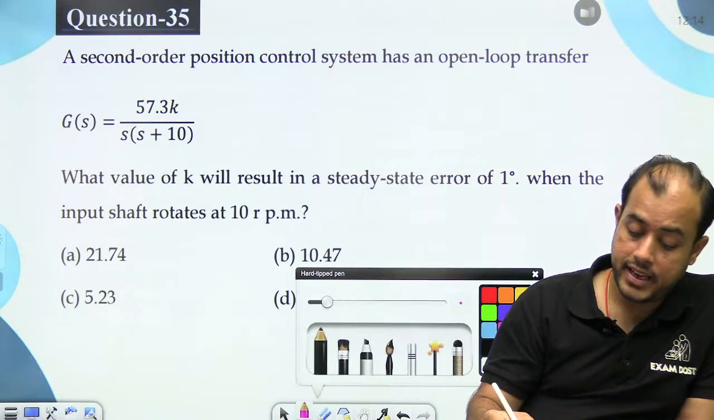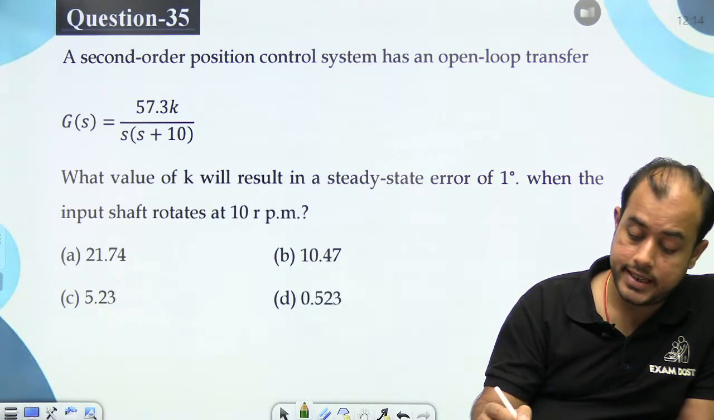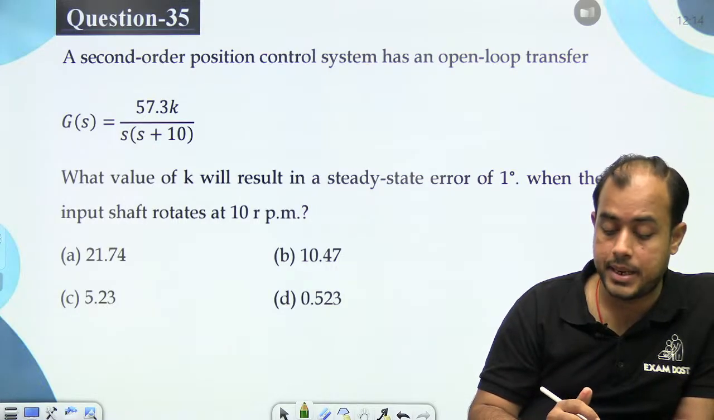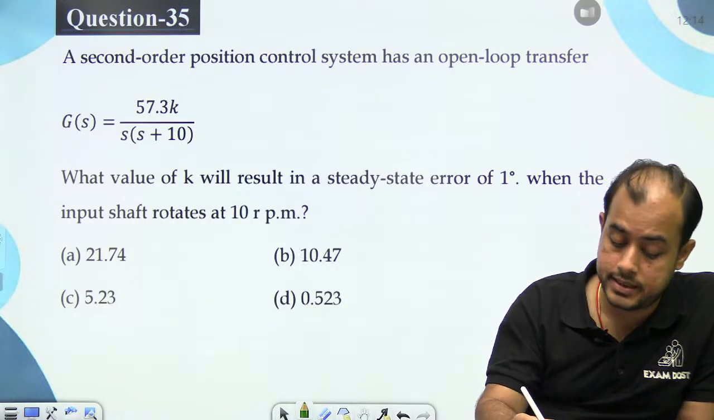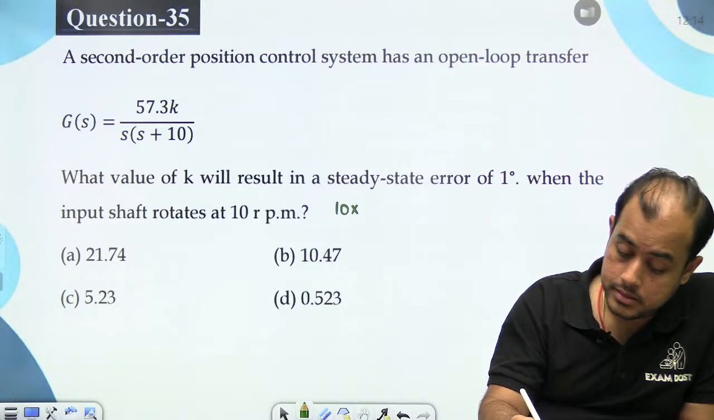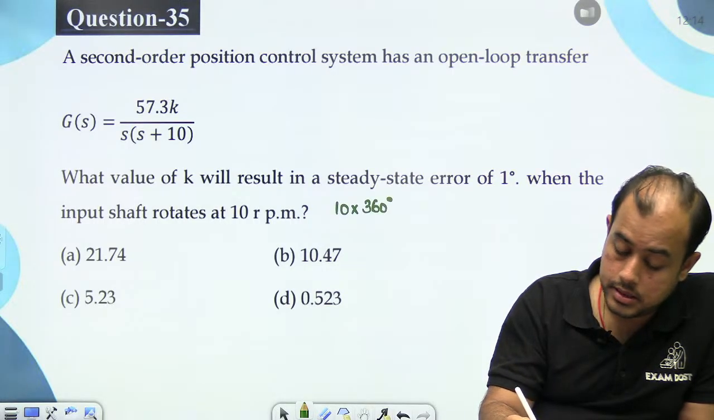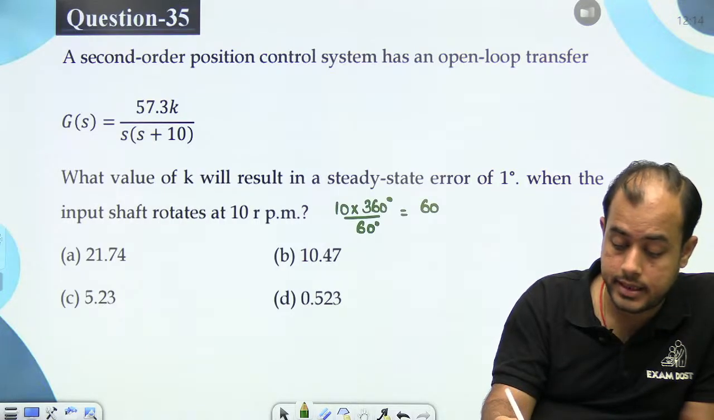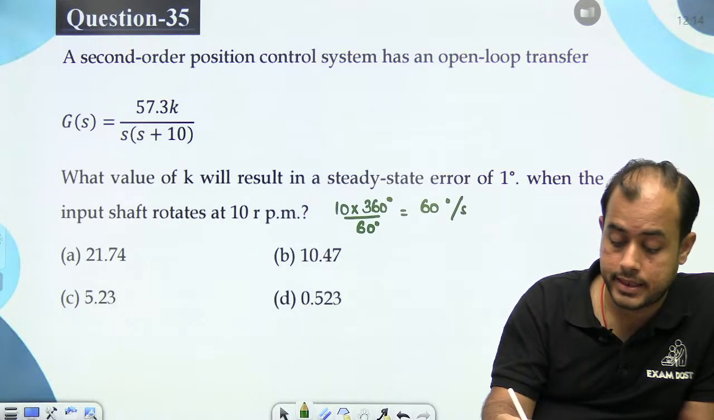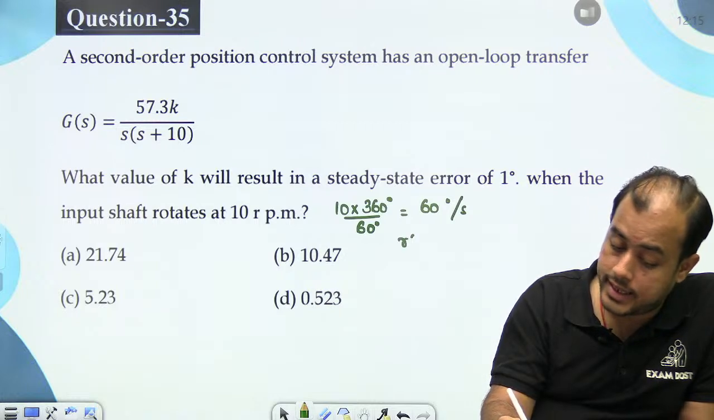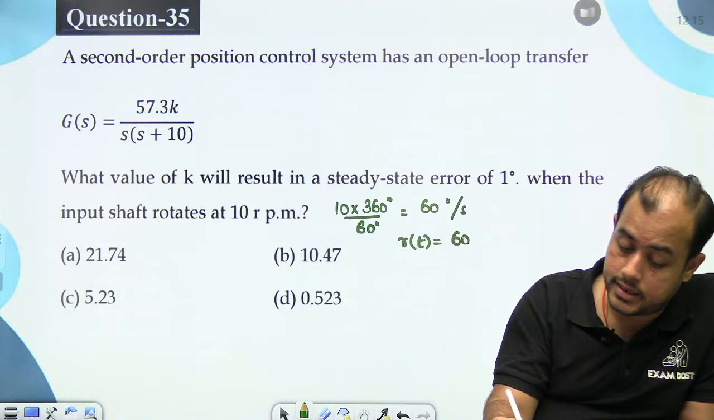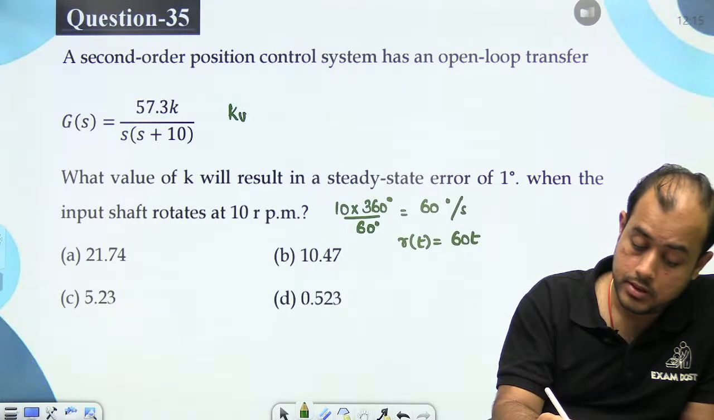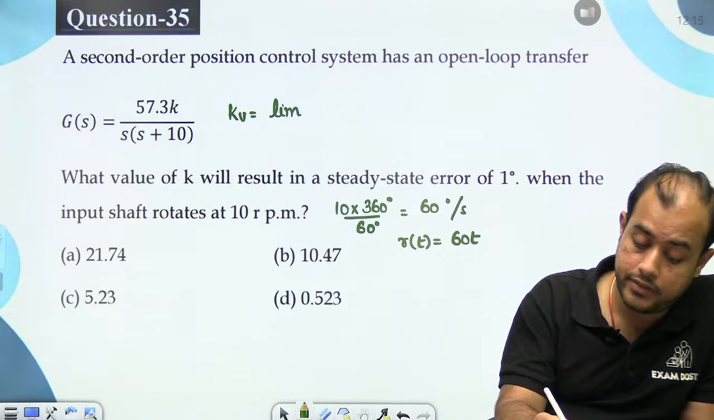What value of K will result in a steady state error of 1 degree when the input rotates at 10 RPM? Okay, 10 RPM means 10 into 360 degrees by 60, that is 60 degrees per second. So the input will be 60t. That is a ramp input. For ramp input, I need Kv.